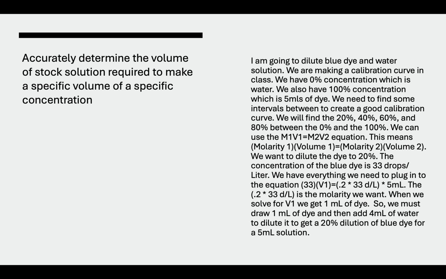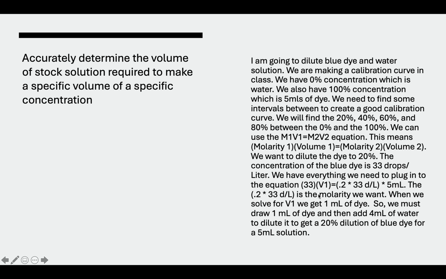We can use the M1V1 equals M2V2 equation. This means molarity 1 times volume 1 equals molarity 2 times volume 2. We want to dilute the dye to 20%. The concentration of the blue dye is 33 drops per liter. We have everything we need to plug into the equation. So the initial molarity, which is 33 drops per liter, times the volume, which we don't know, equals 0.2, from the decimal of 20%, times 33 drops per liter times 5 milliliters, because that's how much we want at the end.